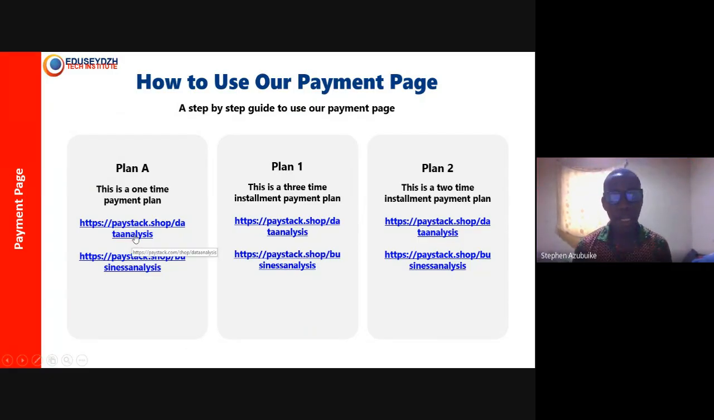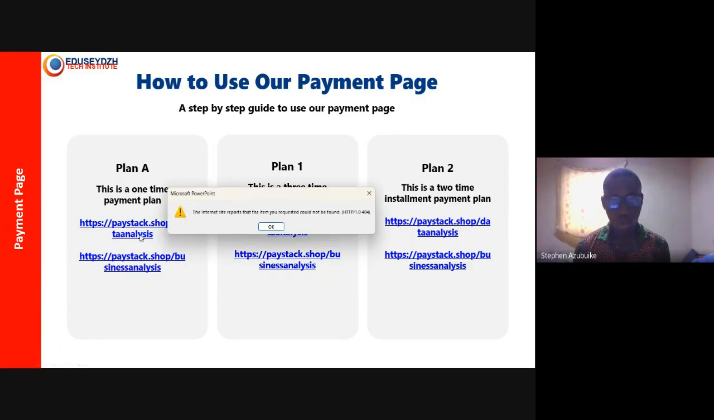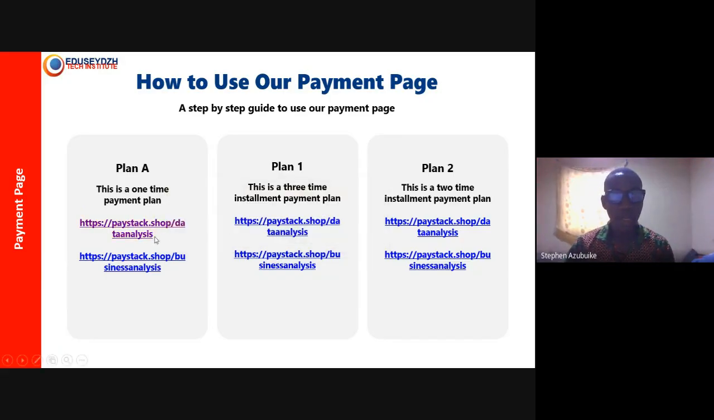So there are 2 payment links and 3 payment plans. The first is plan A, which is a one-time payment. If you're going with this one-time payment as a data analyst, you just click on the data analyst link alone. If you go with the business analyst, you click on the business analyst link alone. Once you click on this, it automatically takes you to the payment page.